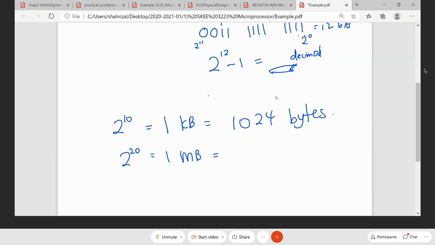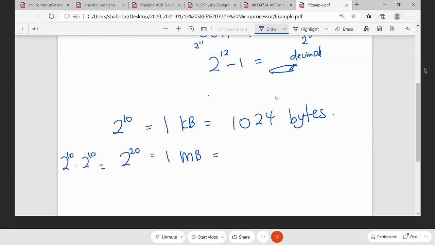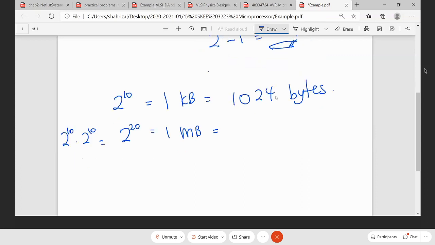That's the value you're going to get, right? It's because this is an index: 2 to the power of 10 times 2 to the power of 10. Since you have the same base, you can simply add the exponents together. So you get 2 to the power of 20, which is 1024 times 1024 bytes. All right. And the same goes for gigabyte, so 2 to the power of 30, things like that.